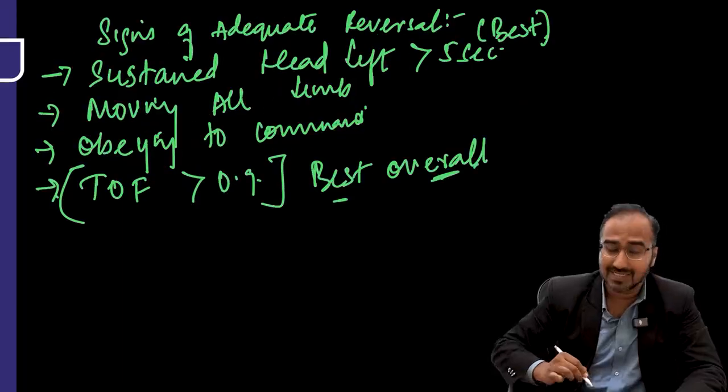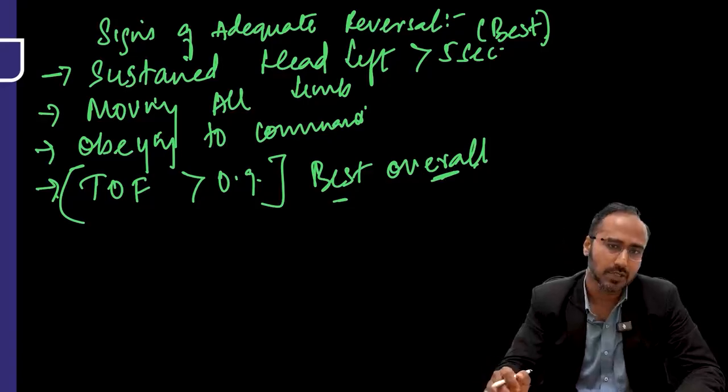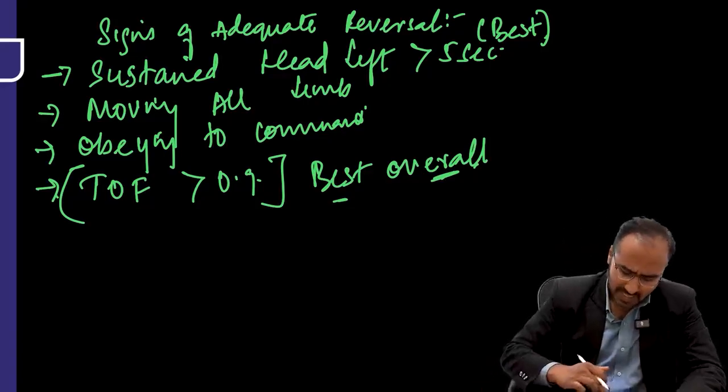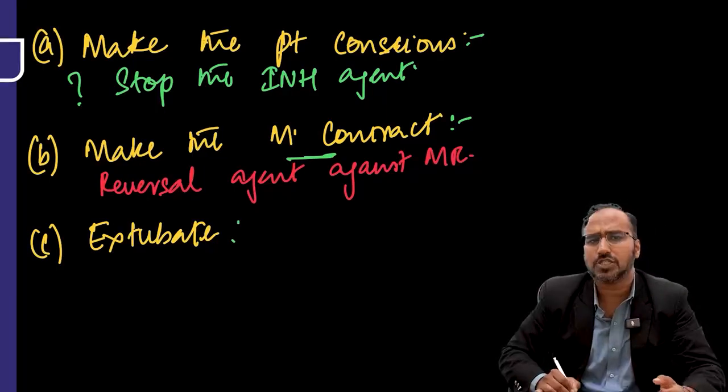So that's regarding the reversal phase of general anesthesia. Hope these 4 phases of general anesthesia are clear to you. Okay. In the reversal phase, we forgot to tell you about extubation. Once the patient is adequately reversed, you extubate the patient.